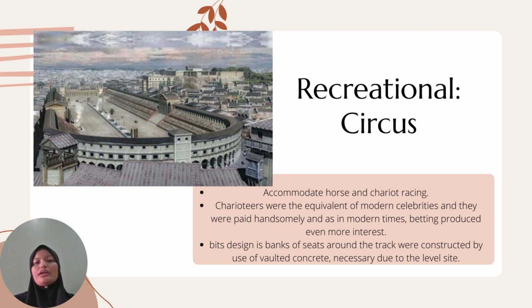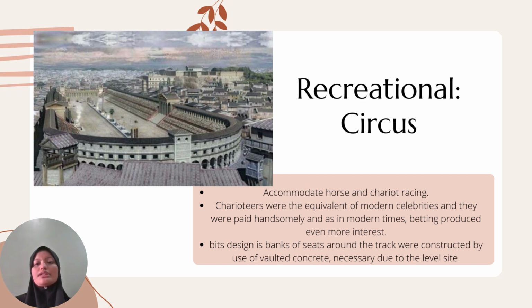Circuses were also a recreational building typology during ancient Roman activities. The Roman circus was built to accommodate horse and chariot racing, and those built were grand and magnificent structures exceeding the grandeur of the amphitheater. Due to its imposing size, one lane of the Circus Maximus reached almost half a mile.